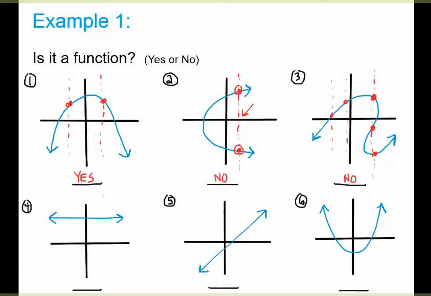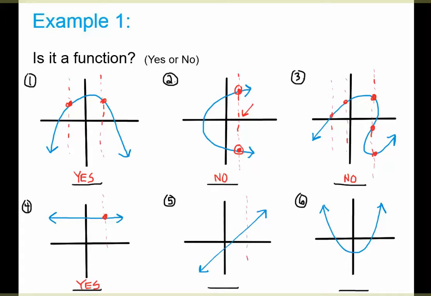All right, number 4 was pretty easy. That's a horizontal line, and that's definitely a yes. So horizontal lines are functions. Number 5, this is kind of a diagonal line, you know, one of these linear equations like y equals mx plus b type thing.